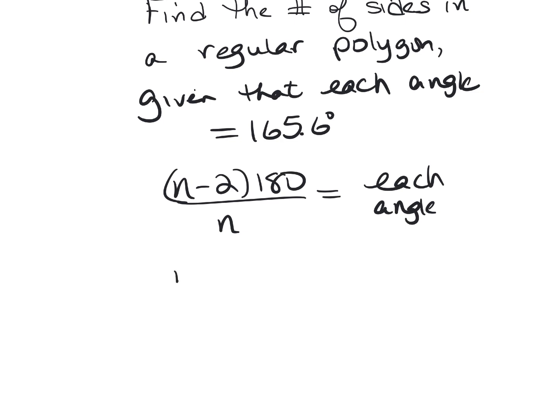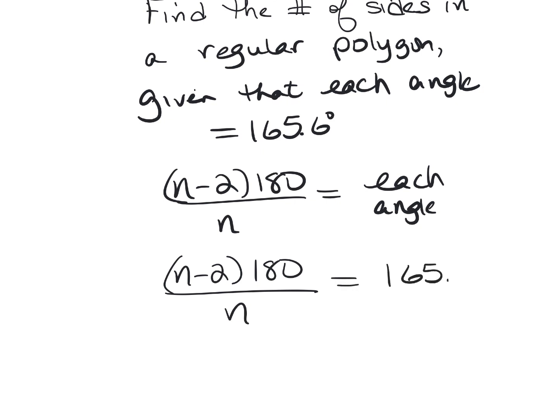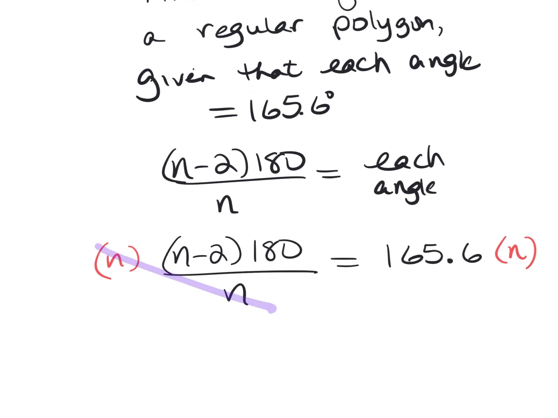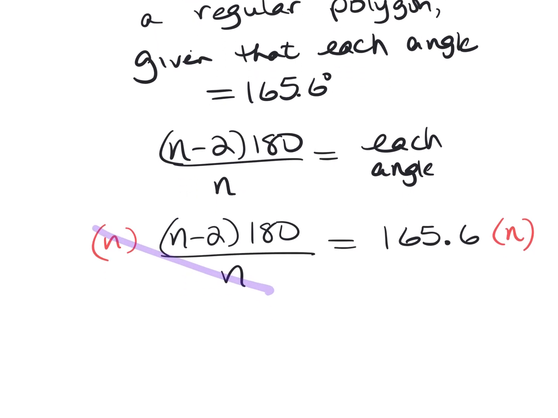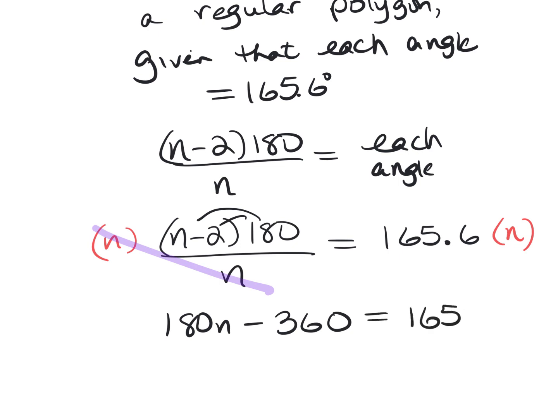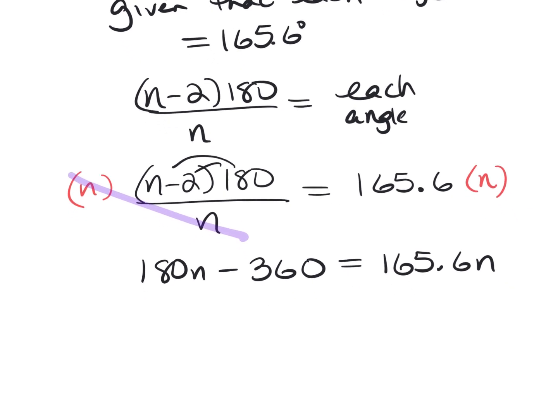So I'm going to go ahead and set up n minus 2 times 180 divided by n and set that equal to 165.6. I need to multiply both sides by n to clear the fraction. So that will cancel the n. I'm now going to also distribute the 180 to the n and to the 2. And now I have 180n minus 360 equals 165.6n.